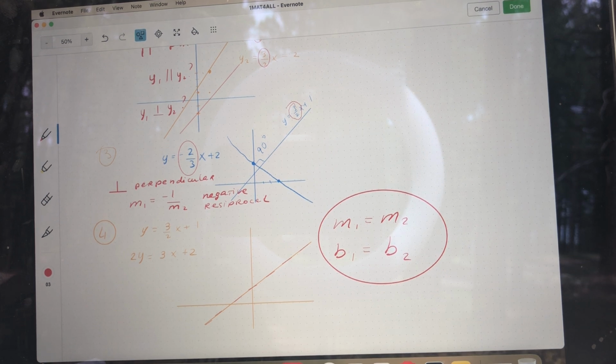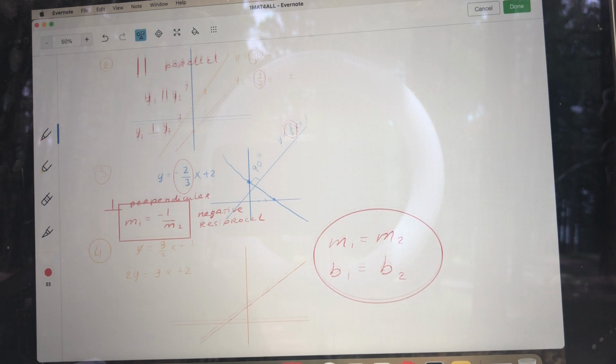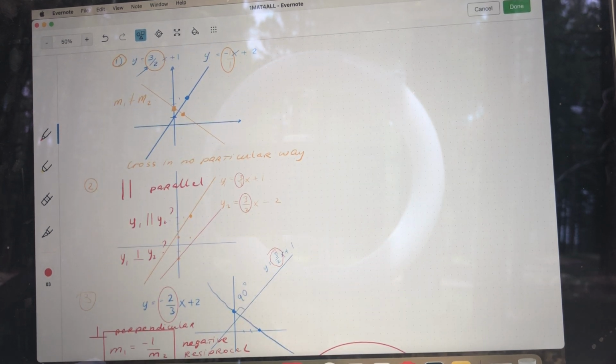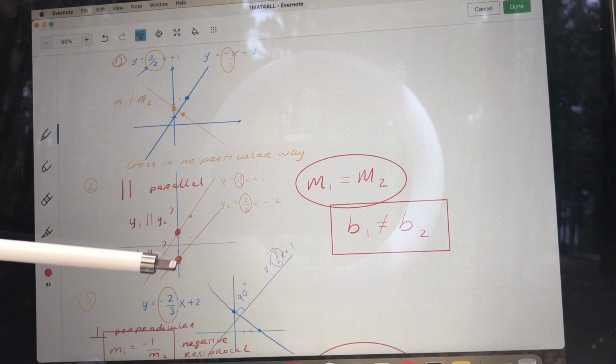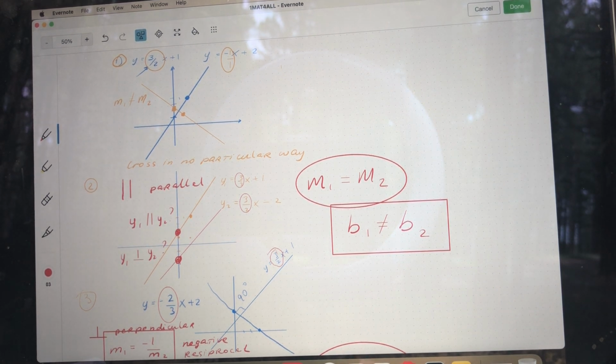Whereas for perpendicular, it doesn't matter what the b is, as long as the slope of the first is the negative reciprocal of the second, the lines would be perpendicular. And for parallel, as long as the slope of the first is equal to the slope of the second, the lines would be parallel. Assuming, of course, that b1 is not b2, because if they are the same, then it's the same exact equation. But if b1 is different from b2, there is space between these two parallel lines, and they really are parallel. And that's it.